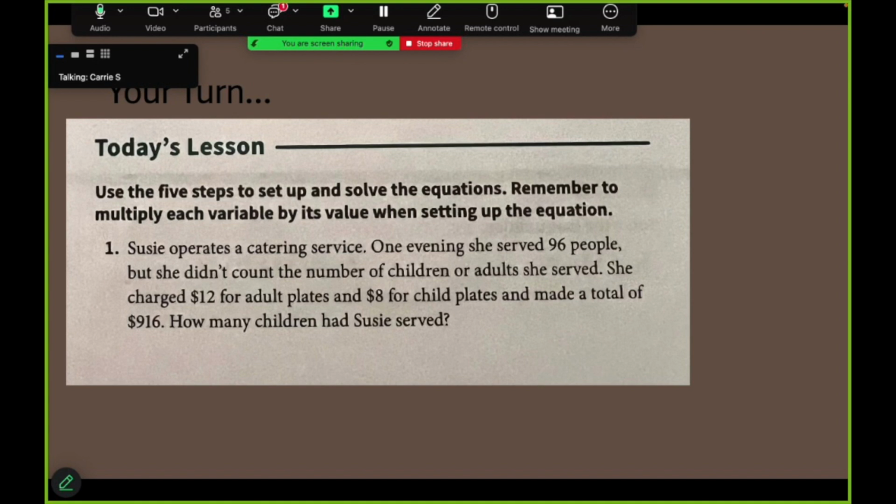I'll at least get you started on the variables, but then you can set the equations up. How about that? Susie operates a catering service. One evening, she served 96 people, but she didn't count the number of children or adults she served. She charged $12 for adults and $8 for children and made a total of $916. How many children did Susie serve? Now, we don't have to find both children and adults this time, so we probably should make our x value children.